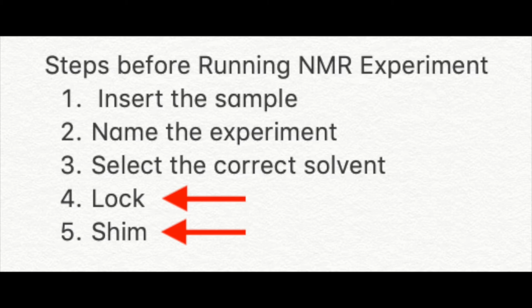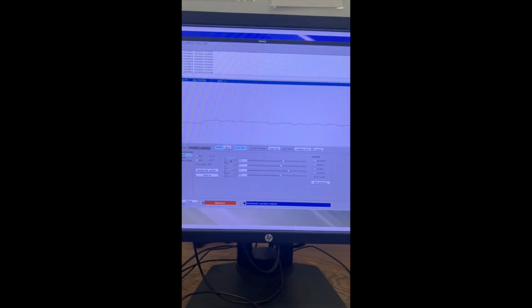Steps we've already done are inserting the sample, naming the experiment, and selecting the correct solvent. Now the next two steps are that we're going to lock and shim the instrument. From the sample info tab, you're going to click on the lock tab, deactivate the lock on the left side, and then activate the lock scan at the top.